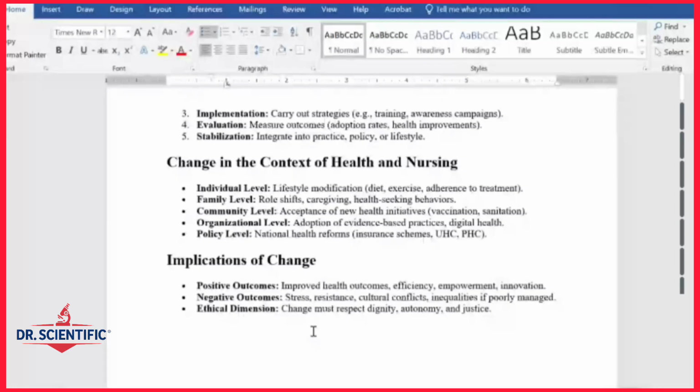Under the policy level, this is another context where you are talking of national health reforms in terms of SHA, universal health coverage, and primary health care. So this is another space in which we normally have change.